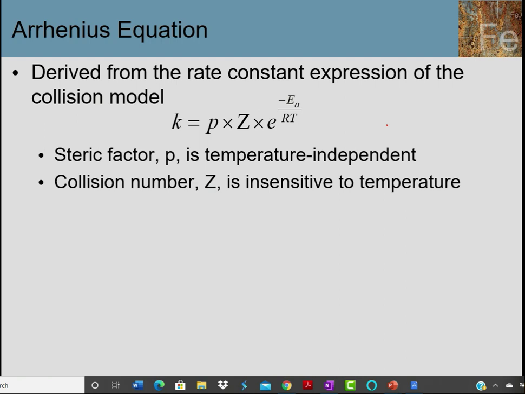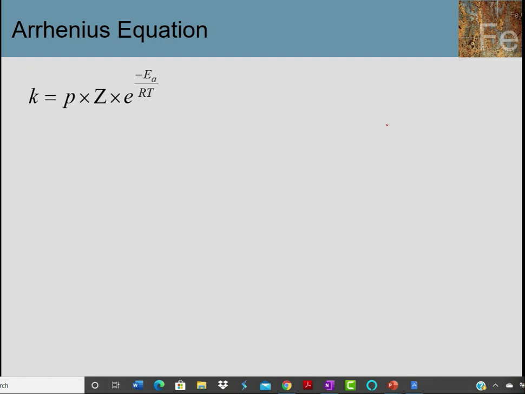Making it go faster doesn't make the hole bigger, doesn't make the keyhole bigger. Collision number is insensitive to temperature because, remember, the collision factor was more related to the size of the molecules and how big the molecules were and how often they would hit one another relative to the concentration and relative to the temperature. So the temperature is only going to drive the F factor, which in this equation is the e to the negative Ea over RT.